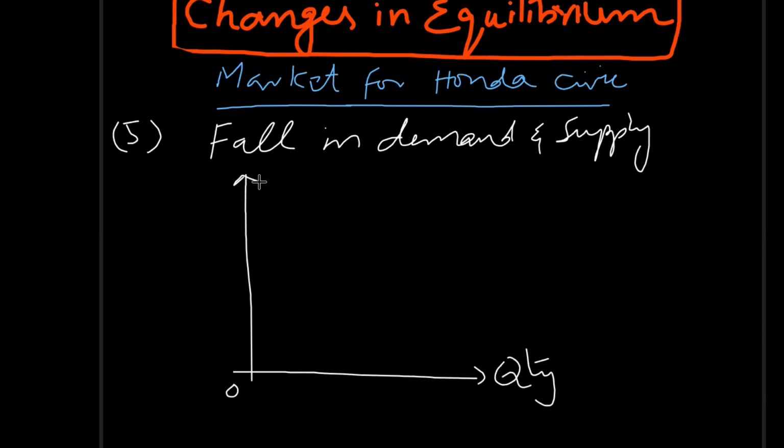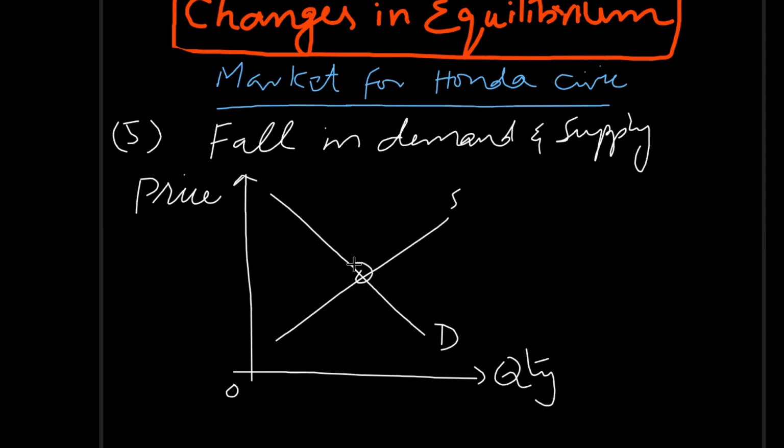Again, we will repeat the same process, label quantity on X, price on Y, and draw demand curve which is negatively sloped, supply curve which is positively sloped, draw equilibrium point, then find equilibrium price, and then equilibrium quantity. Now coming to the next point, fall in demand shifts demand curve to the left as a basic principle, and new demand curve will be D1.